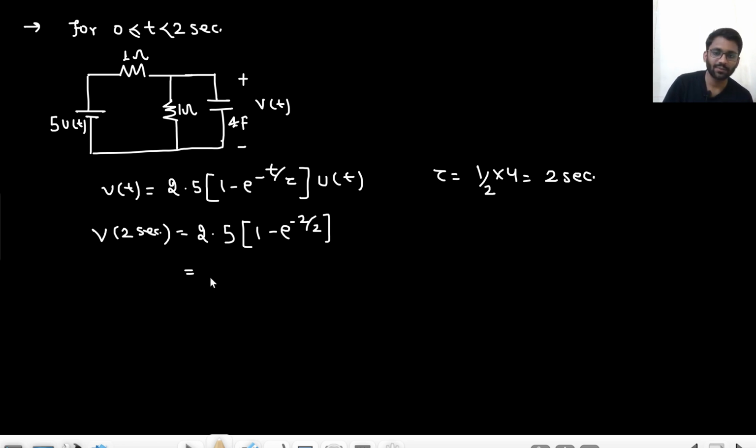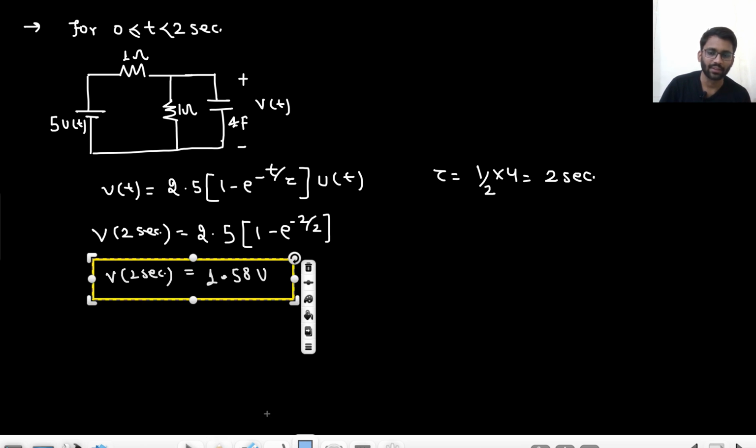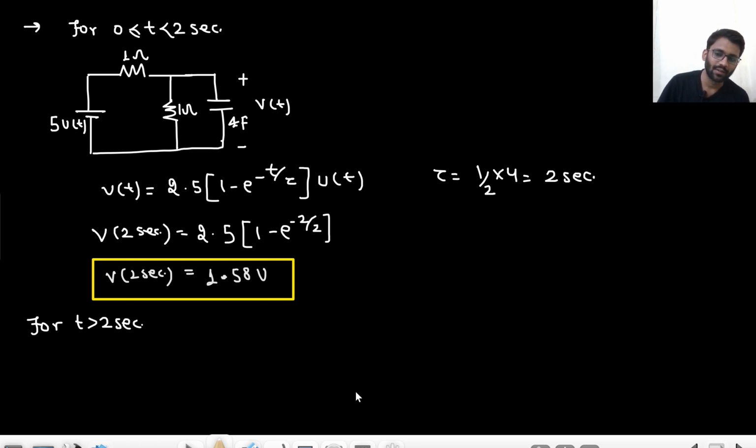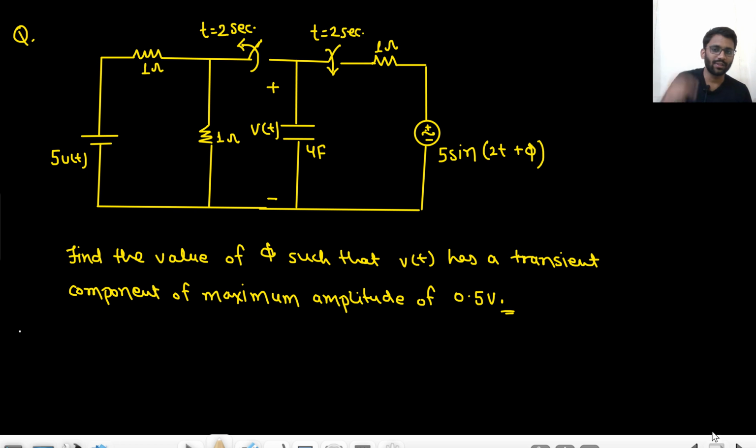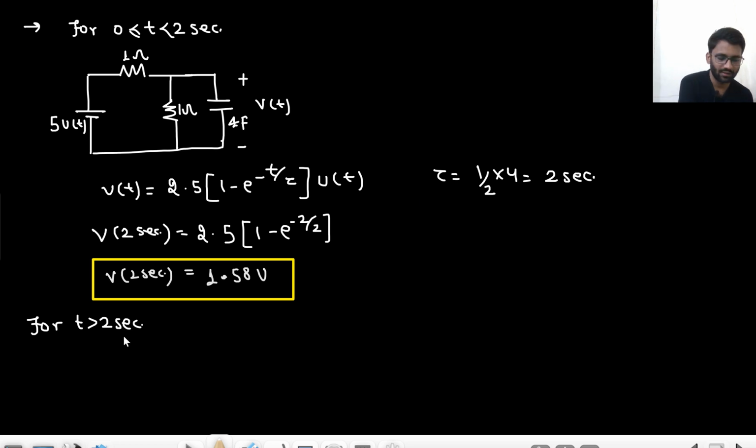This will be 1.58 volt. Why am I interested in this voltage? Because this voltage will be carried forward, right? Because the capacitor will have its initial voltage. Now what is happening for t greater than 2 seconds? This switch is being closed, right? So that switch is being closed.